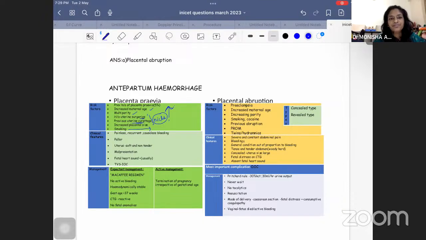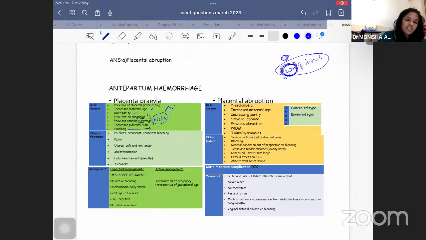Very good. When I say the lower uterine segment, when do you say it is low-lying? Within 2 centimeters of the internal os, it's called low-lying. 2 centimeters is the one you have to remember. At least Ruchi answered. Very good. Within 2 centimeters, it's a low-lying placenta. More than 2 centimeters, it's not low-lying. If it's completely covering the os, it's a placenta previa.